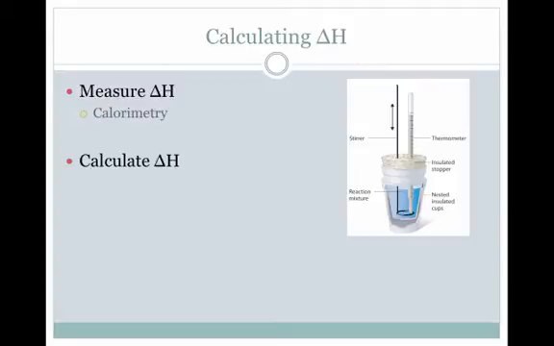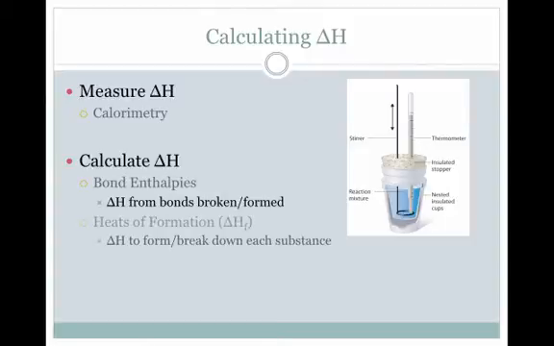Now there's a lot of different ways to calculate or estimate values of delta H for certain reactions. One of which we'll talk about later on down the road is the concept of bond enthalpies. In a chemical reaction, bonds are broken and bonds are formed. The energy from the bonds broken is then used to form the bonds on the other side, and any differences in the amount of energy broken versus formed can translate into a delta H value.